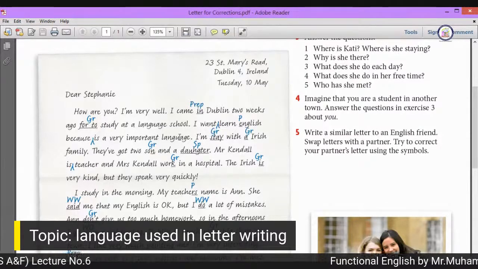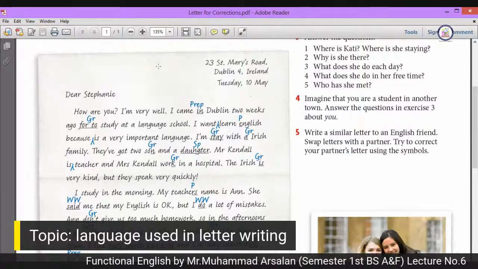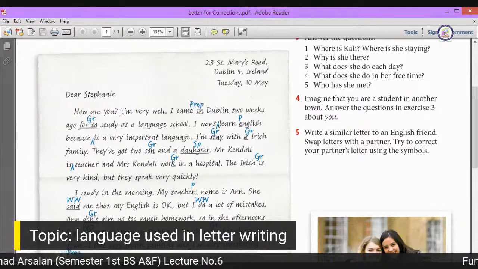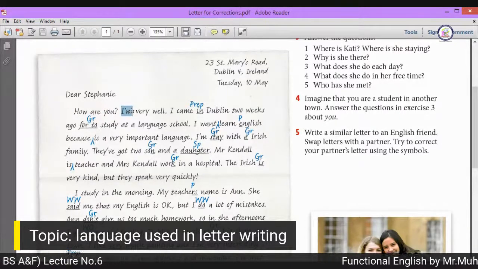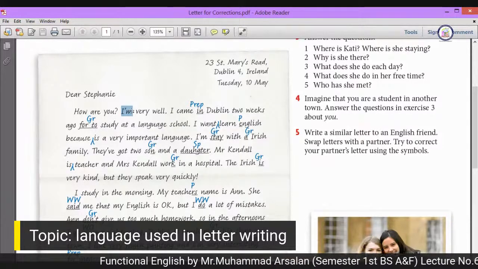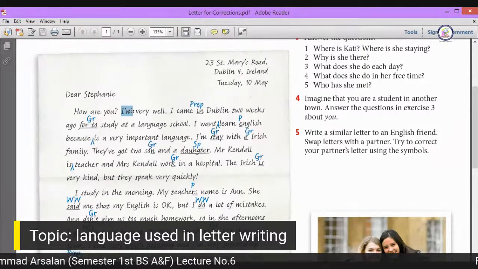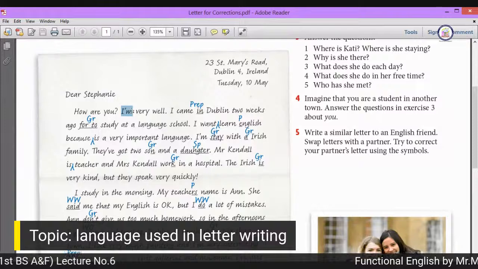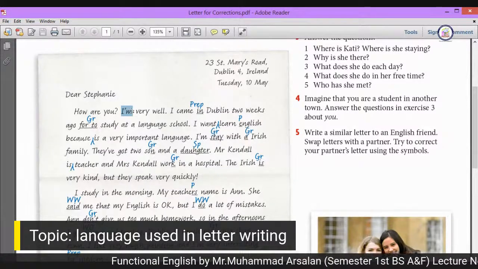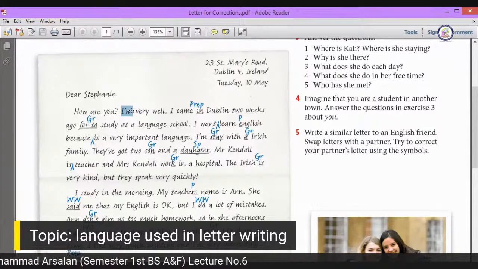Number one, how are you? I'm very well. I am. So the first thing is, how are you? A casual greeting. That's I'm very well, short form. If you remember, I told you not to use short forms in formal letters. I came in Dublin 2 weeks ago for to study at a language school. You can find out that the sentences are casual and they are colloquial.